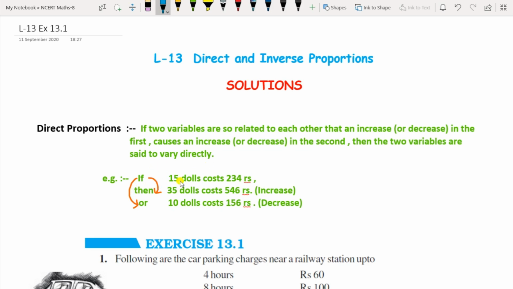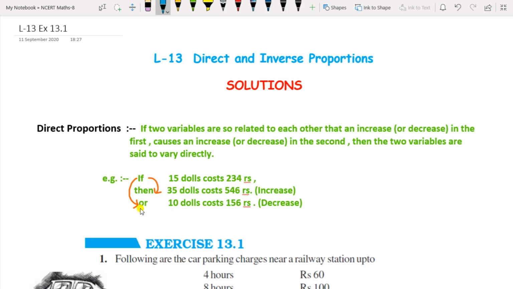For example, suppose 15 dolls cost 234 rupees. If 35 dolls are taken, then what will be the cost? It will be 546. Now how to find out? Cross multiply: 35 into 234 divided by 15. You will get 546 rupees. So you can see there is an increase in the dolls, so there is an increase in the cost too.